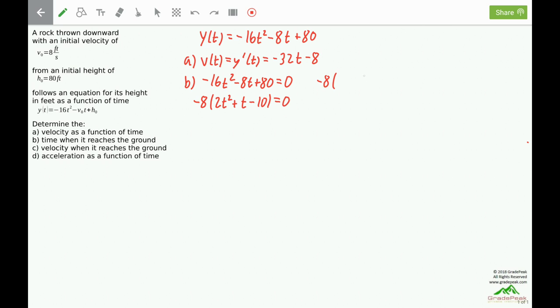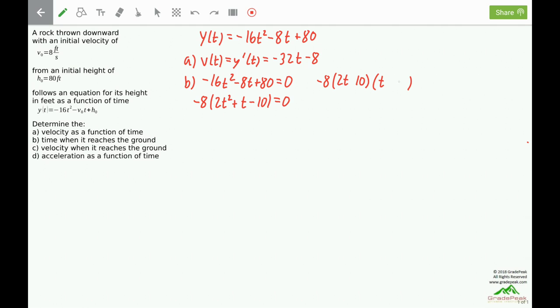We can now trinomial factor the 2t squared plus t minus 10. Since it's 2t squared, it'll be a 2t and a t. We need two numbers that multiply to be a negative 10 and add to be a positive 1 after one of them is multiplied by a 2t, notice, in the factorization. Now 10 has divisors of 10 and 1, or 5 and 2. We can try 10 and 1.